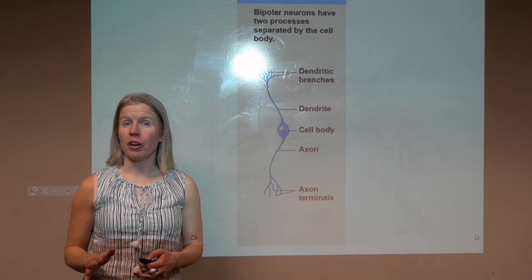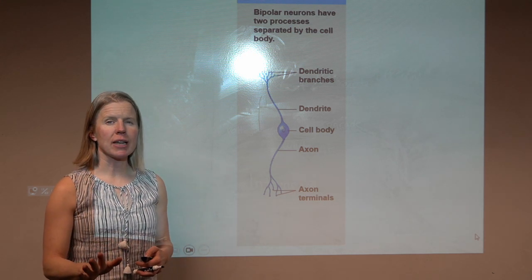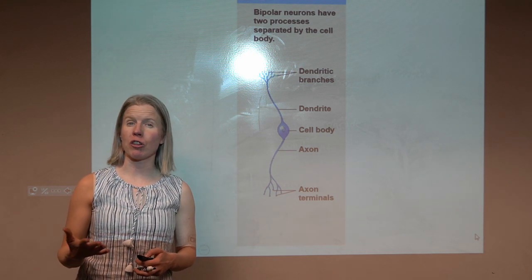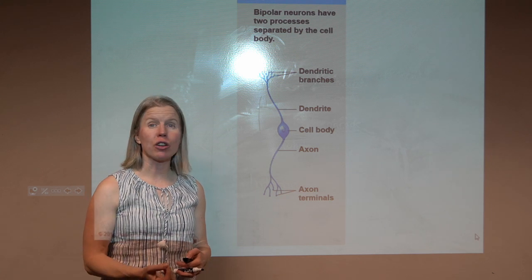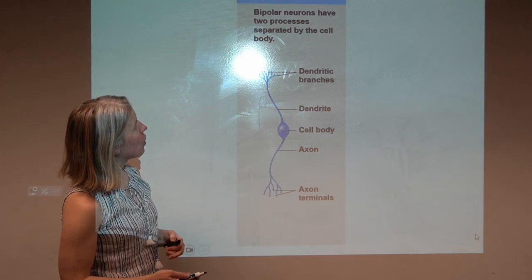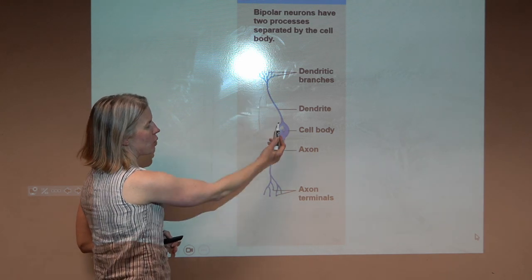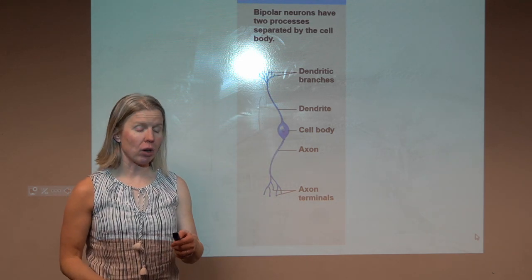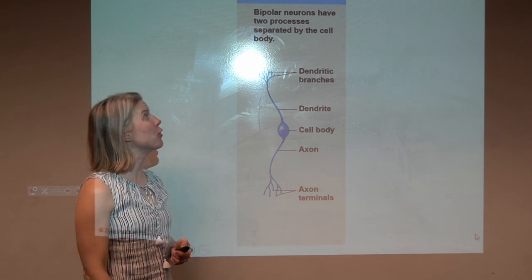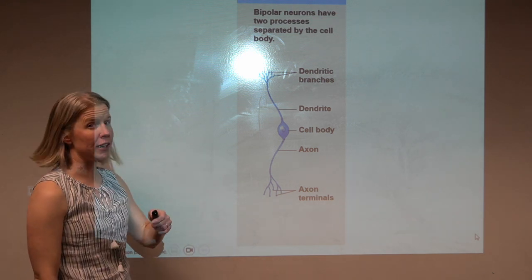Bipolar neurons are fairly rare, so we won't spend a whole lot of time here. We will see them in some of our special senses, particularly in sight. What we're looking at is a cell body right in the middle, a dendrite on one end, an axon on the other. This is an unusual neuron, but we will see it later in the semester.